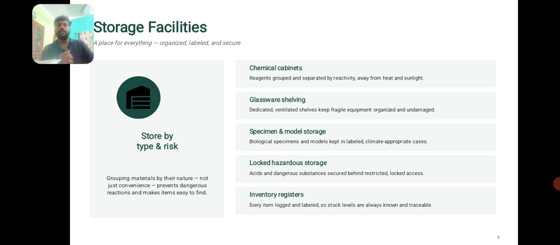Glassware shelving means storing fragile glass on ventilated shelves, or keeping biological models or biological equipment labeled in climate appropriate cases. Locked hazardous storage means some hazardous materials should be locked up and strong, like strong acids or strong bases, etc. And inventory registers means keep a logbook for every lab, so that you always know what is in stock.